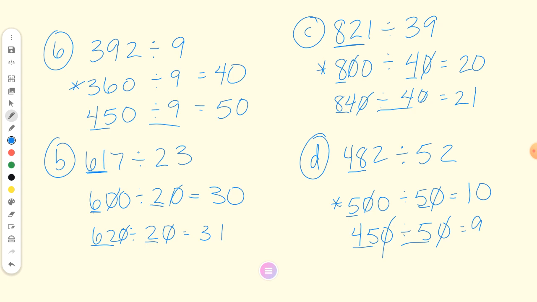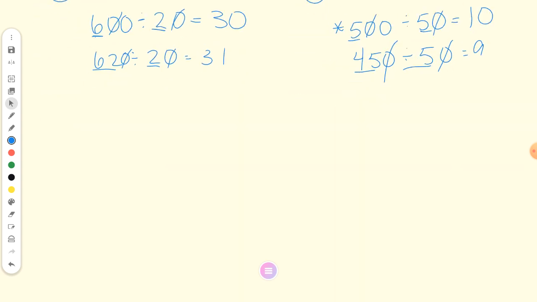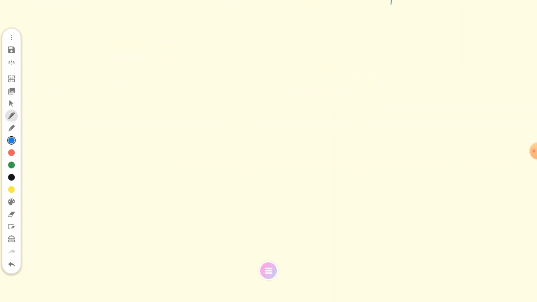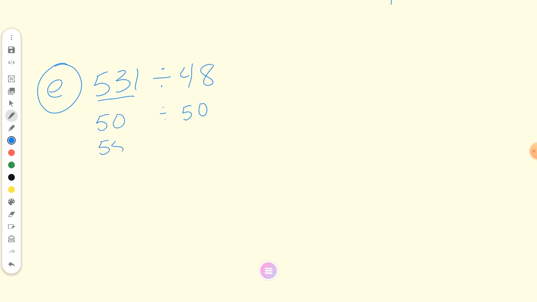E. 531 divided by 48. Grayson, what would I change first? Or round first? I need to say it right. You would change 48. Okay, to what? 50. Okay, we're going to round 48 to 50 to make our lives easier. Multiples of 5 that are close to 53. 50 and 55. Okay, 50 and 55.